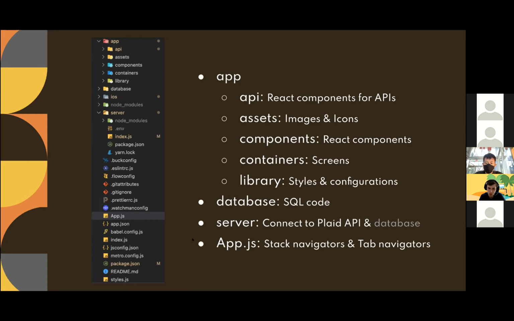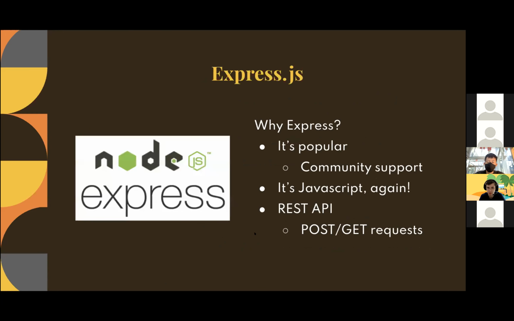The server folder has some files that connect to the Plaid API, and in the future, we'll also implement connecting to the database. The app.js file is where the stack navigators and tab navigators live, so we can manage that and link to all the screens we have. The reason why we chose Express.js as our server is because it's popular. It has a lot of community support, and it's also JavaScript. It supports REST API, where we can post and get data requests to Plaid in our own server.